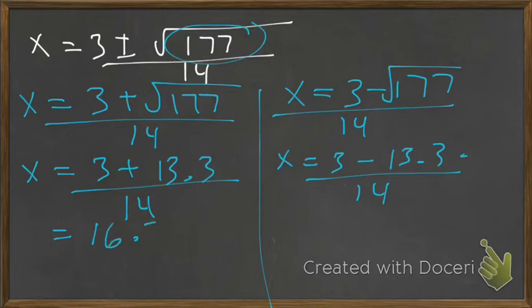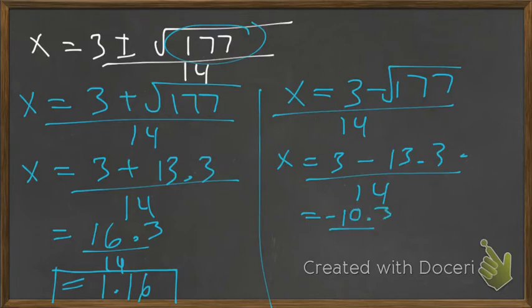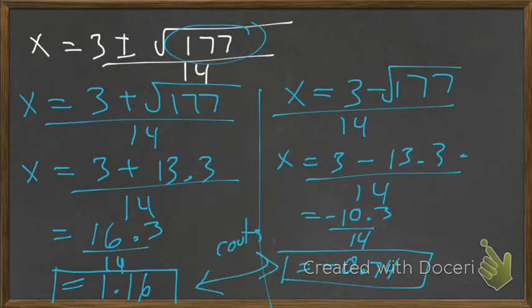16.3 divided by 14. Let's see what that gives me. It's going to be 1.2 or something like that. I got 1.16. And then here, I'll end up with what? Negative 10.3 divided by 14. It's going to be like 0.75 or something like that. So 10.3 divided by 14 is equal to negative 0.74, rounded. So those are my two solutions. So we'll call these roots.